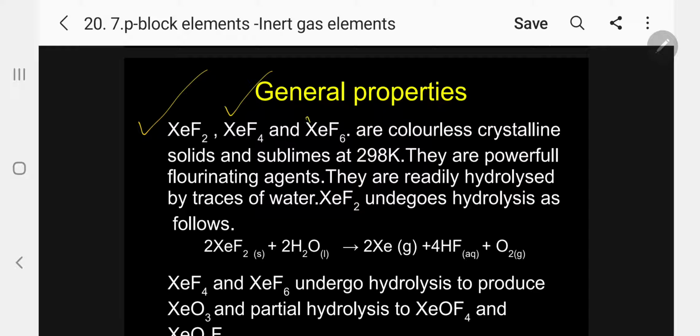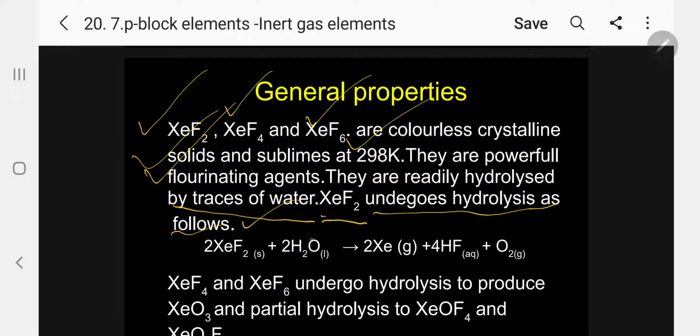XeF2, XeF4 and XeF6 are colorless crystalline solids and sublime at 298 Kelvin. Please follow. They are powerful fluorinating agents. They are readily hydrolyzed by traces of water. For example, xenon difluoride undergoes hydrolysis as follows. I am treating 2 moles of xenon difluoride with water, and we get xenon, HF, and oxygen is produced. Please follow. So it is a powerful fluorinating agent.